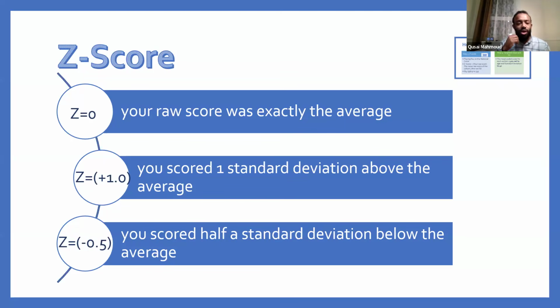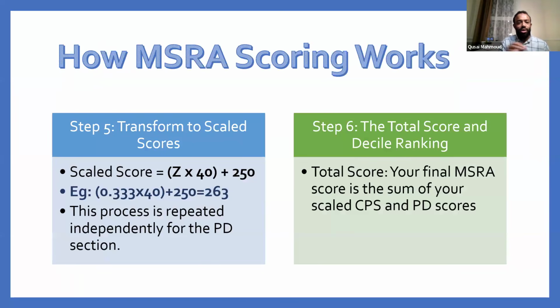250 is the average. What if my Z score is minus 0.5? That means I scored less than the average by half a standard deviation. So my score would be half a standard deviation, which is 20, below the 250. The average is 250. So my score would be 230. It works this way. Again, they transform your raw score to the scaled score.